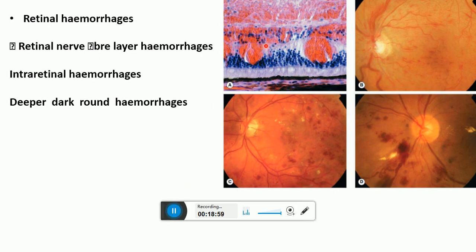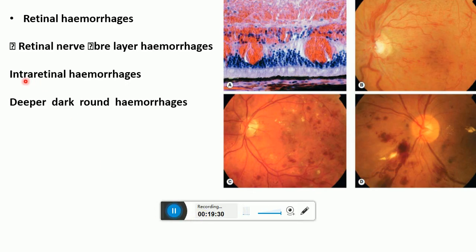This image of histology shows blood lying diffusely in the retinal nerve fiber and ganglion cell layers and as globules in the outer layers. Here you can see retinal nerve fiber layer hemorrhages. These look like flame-shaped hemorrhages.